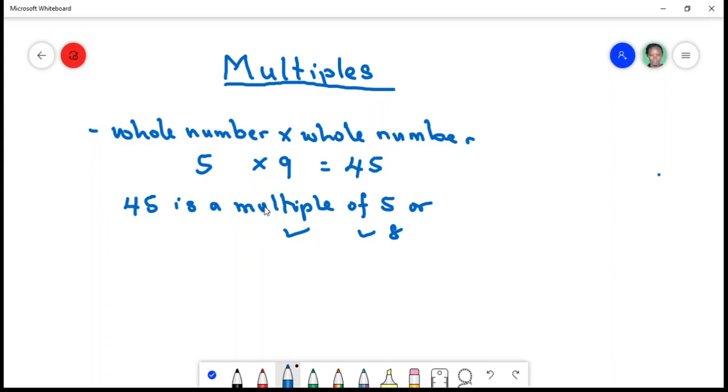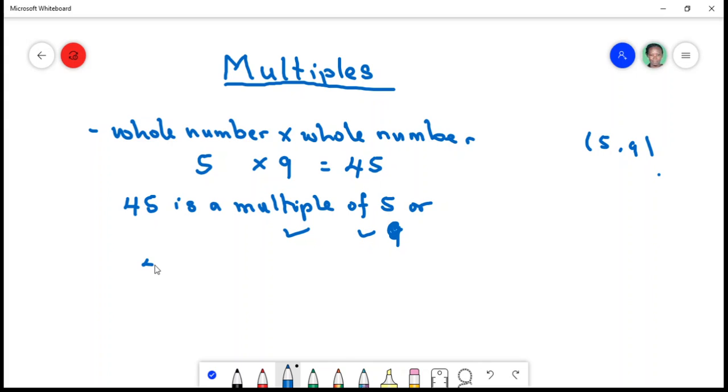What comes to mind? Factors come to mind. Pair of factors. If I wanted to write the factors of 45, I would have written 5, and I would have had 9 as well. They are a pair. So 45 is a multiple of 5, or a multiple of 9. In general, we are saying that the number is exactly divisible by the second number.